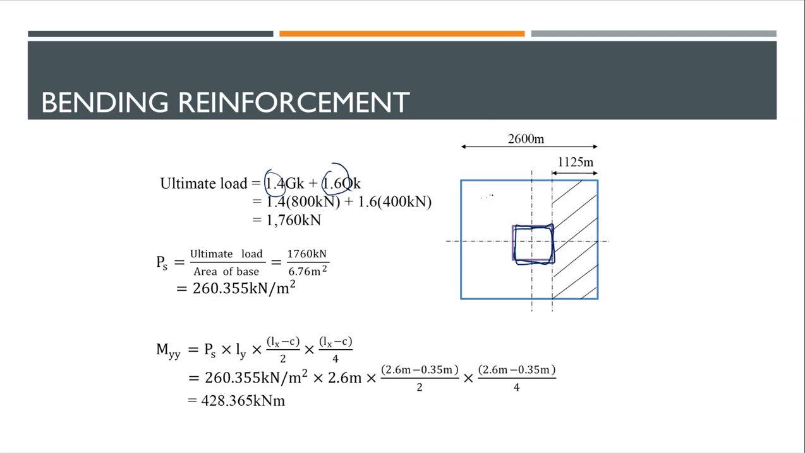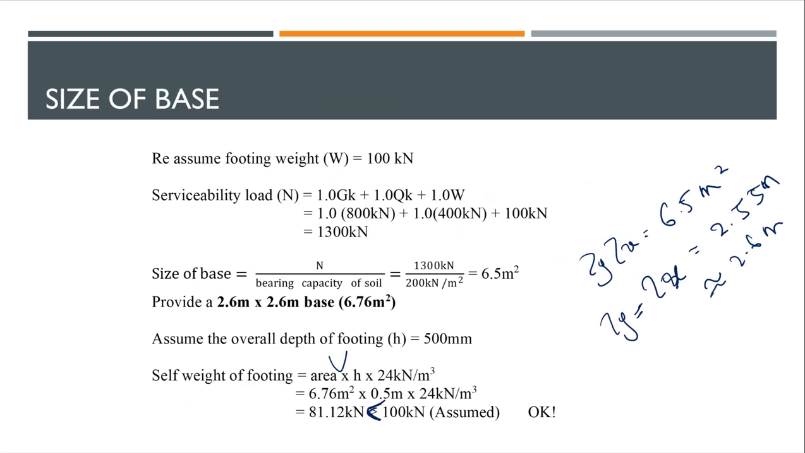Okay, and from that we can finally find the moment at YY. So where is YY? So here is YY. Why we need to calculate this YY? Because this is the critical area for bending. Okay, so using this formula, masukkan je the value of PS. LY ni is the dimension of footing tadi yang dapat 2.6 meter times 2.6 meter.